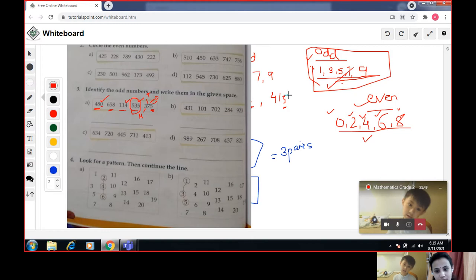I am understanding. Okay, now tell me, is this even or odd? I think even. How? Because the 4 is hundreds and the 3 is tens and the 1 is ones. But the 4 is hundreds. Don't see the hundreds place. I have told you to see the ones place. Just see the ones place. Which number is there in the ones place?